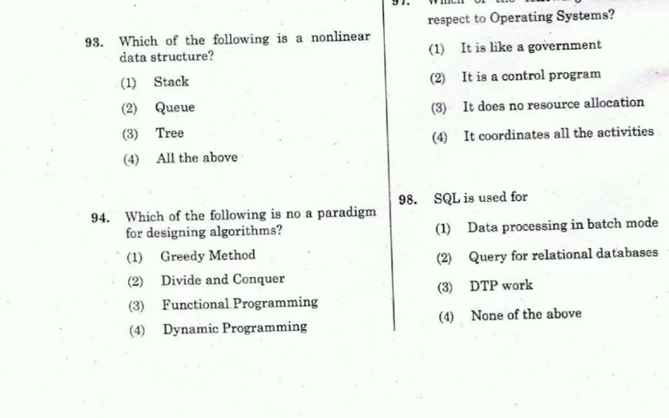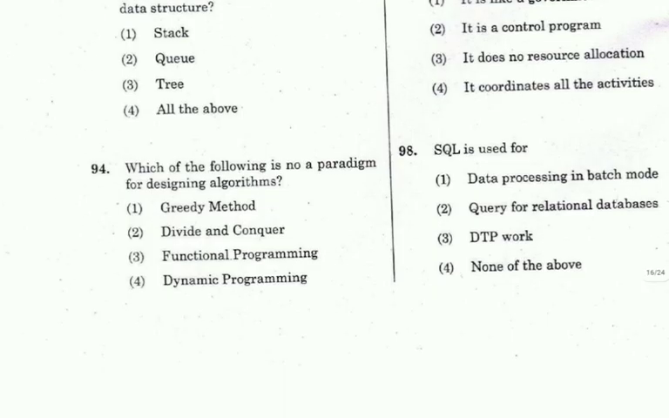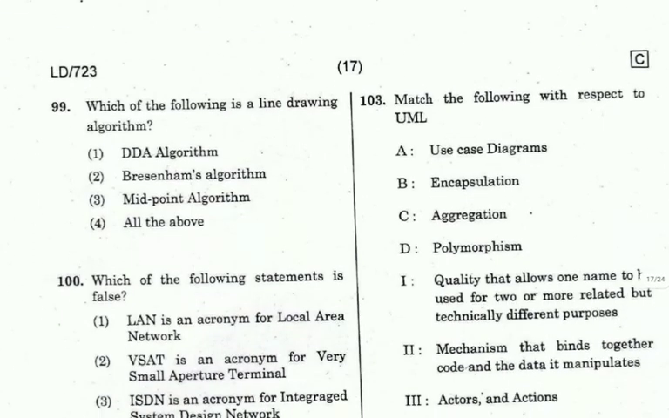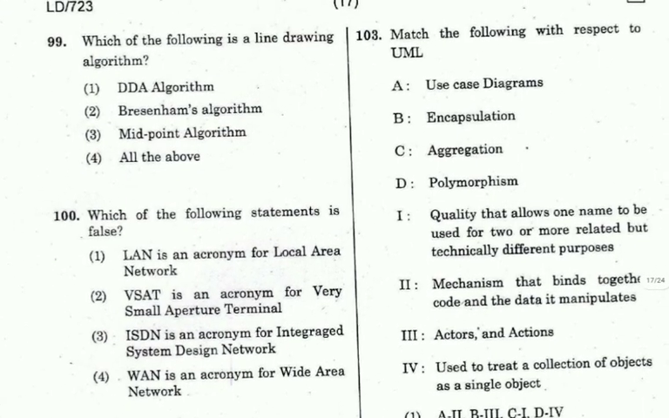Next, SQL is used for. SQL, that is structured query language, is specifically used for querying relational databases. So answer 2, that is the query for relational database, is the correct answer. Which of the following is a line drawing algorithm? Line drawing algorithms are used in computer graphics to draw a line between 2 points efficiently. So DDA algorithm, digital differential analyzer algorithm, Bresenham's algorithm, and midpoint algorithm are all widely used for this purpose. So option 4, that is all of the above, is the correct answer.